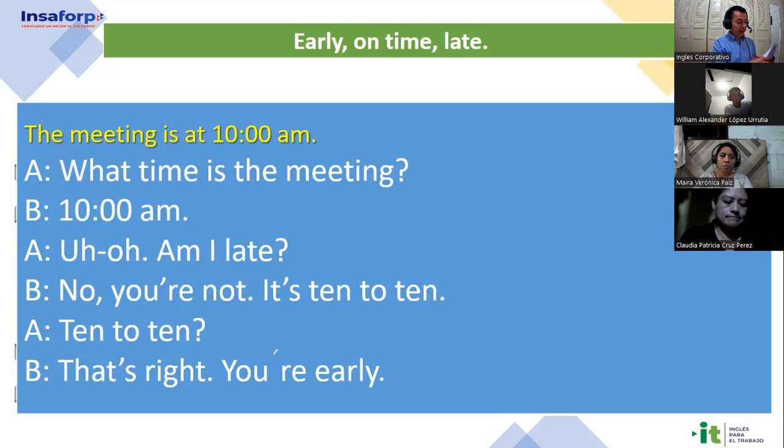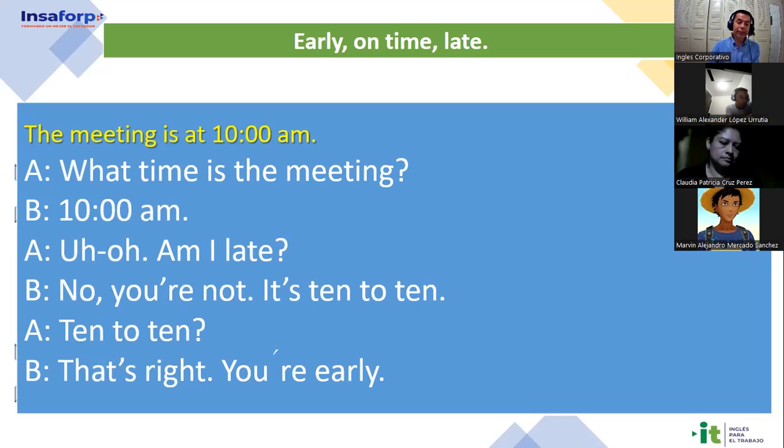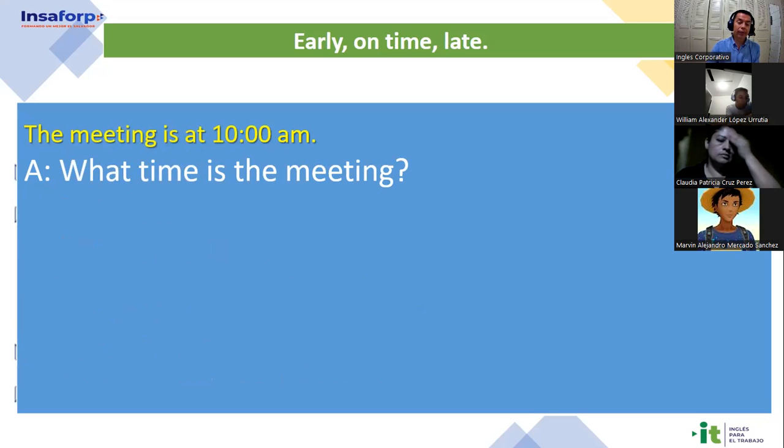Ready? We're going to start with... ¿Quiénes no me han participado en la última? Vamos a ver. Estamos con... Okay. William, creo que fue el último que participó, ¿verdad? Nuria and Marvin, please. Nuria and Alejandro, right? Nuria, you're A, and Alejandro B, right? Okay, Nuria.